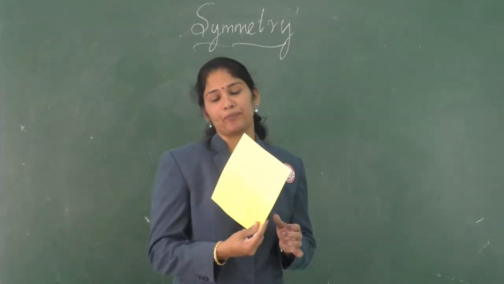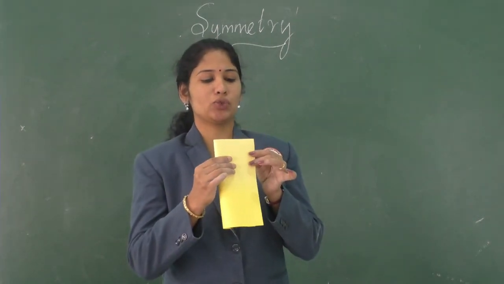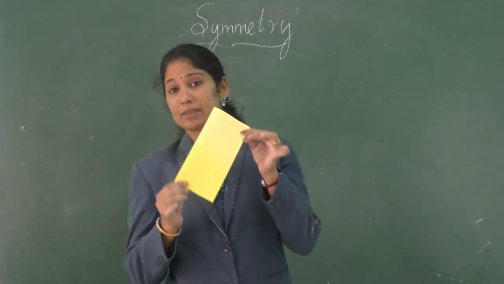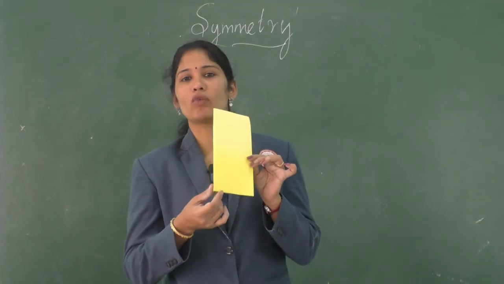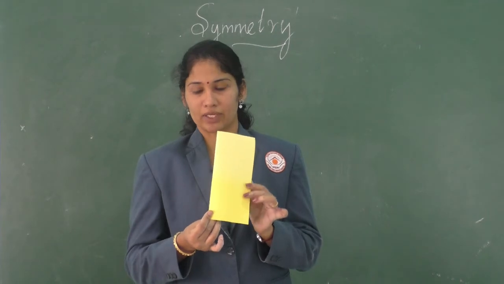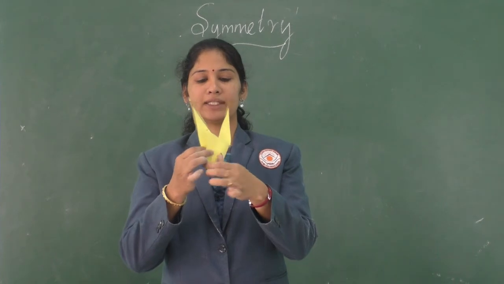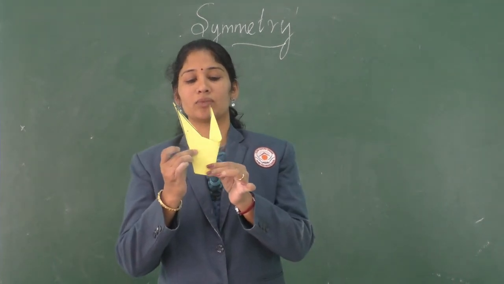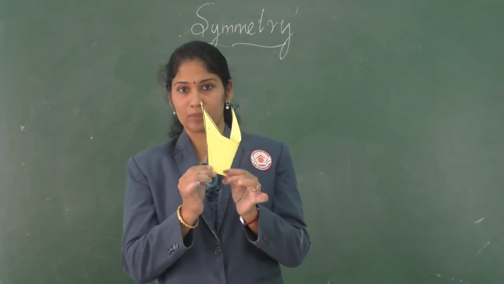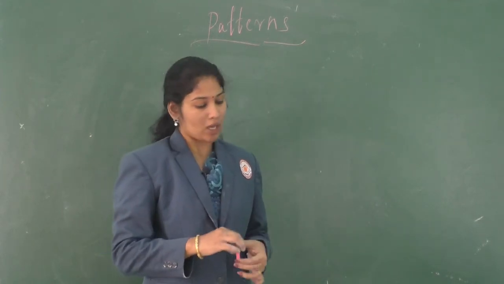Children, we have a square. If I fold the figure into 2 equal halves, is it symmetry? Yes. This overlaps exactly. So, the figure is a symmetric figure. And I have another figure. If I fold like this, symmetry? No, it's not a symmetric shape. It is asymmetry.